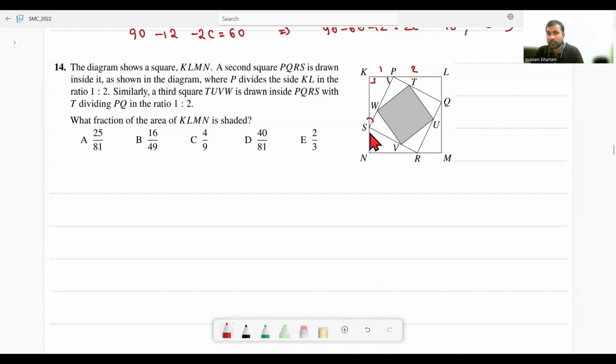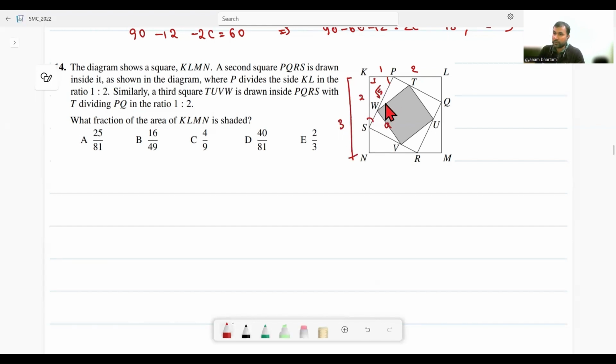Similarly, the third square, again with 2:1 ratio. What fraction of the area of KLMN is shaded? So we have to find the length, right? This is what we have to find. So let us assume this is 1, this is 2, length. So this is going to be square root of 5. Remember the complete length is 3.